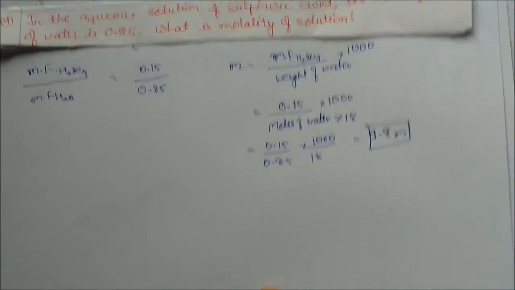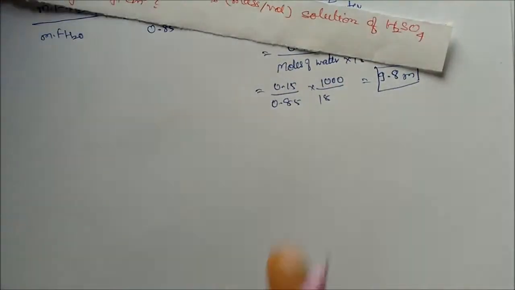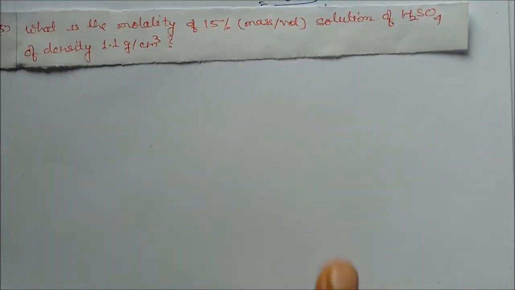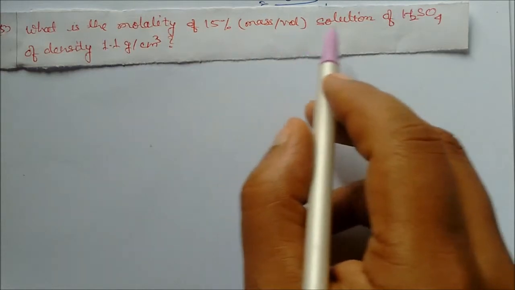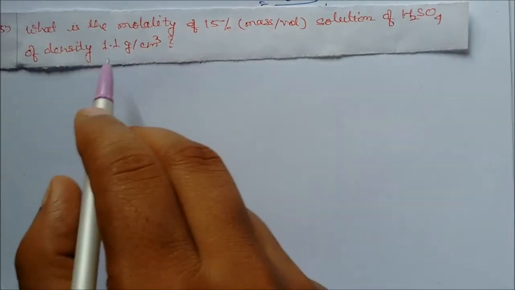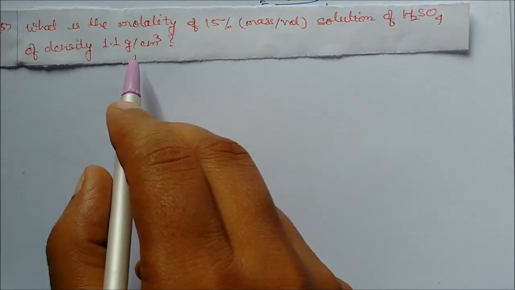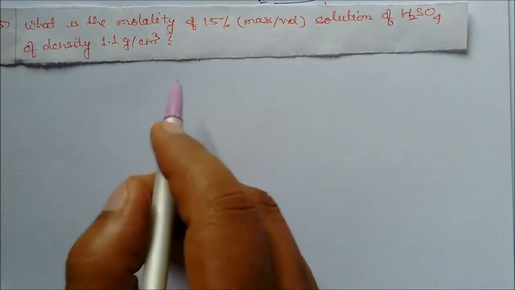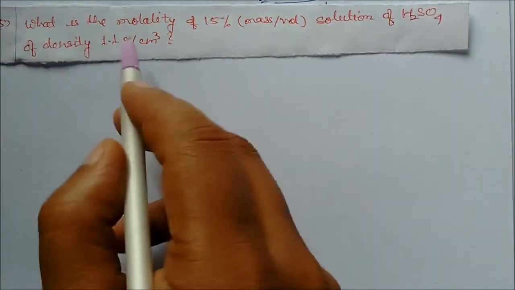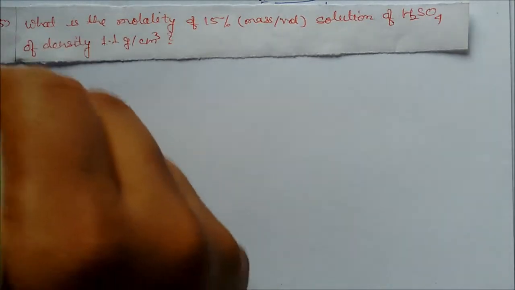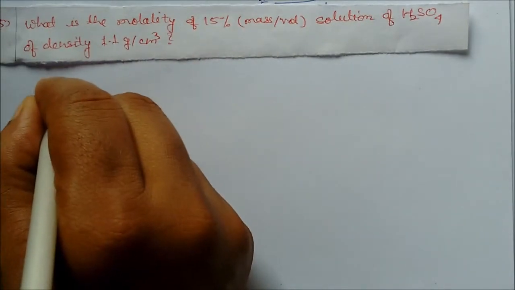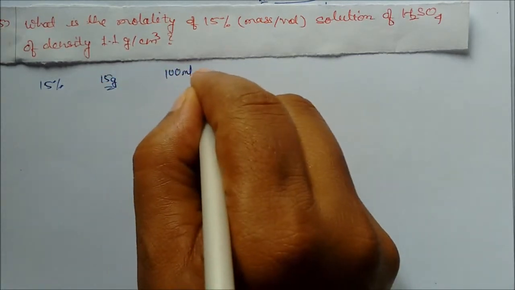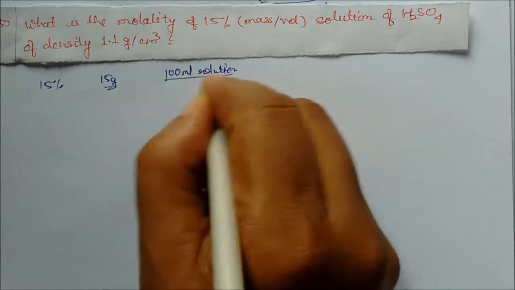Now next is a similar type of question based on molality. What is the molality of a 15% mass by volume solution of H2SO4, whose density is 1.1 gram per centimeter cube? This is the relation between mass by volume and density, and you have to find the molality. 15% means 15 gram is the solute and 100 ml is the solution volume.